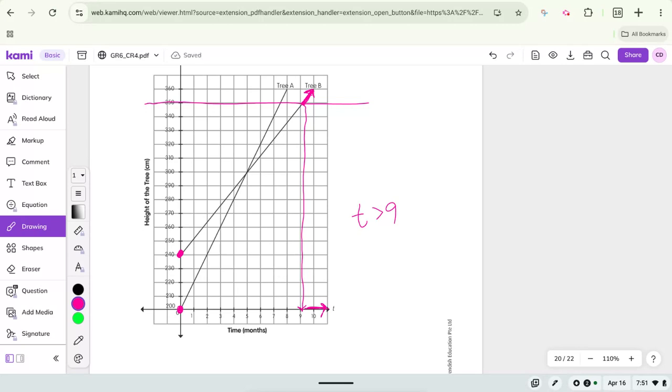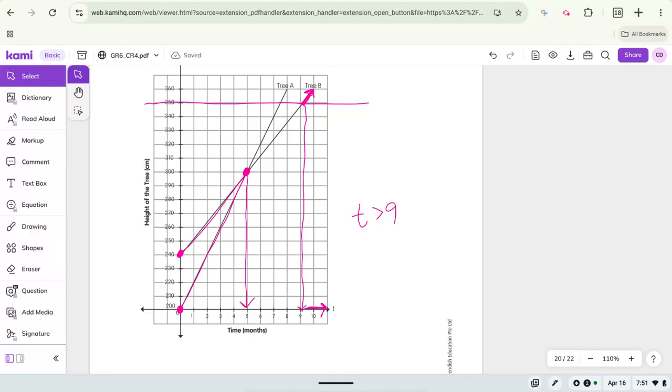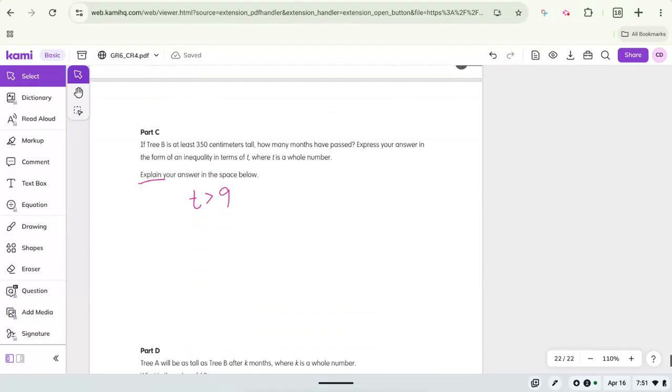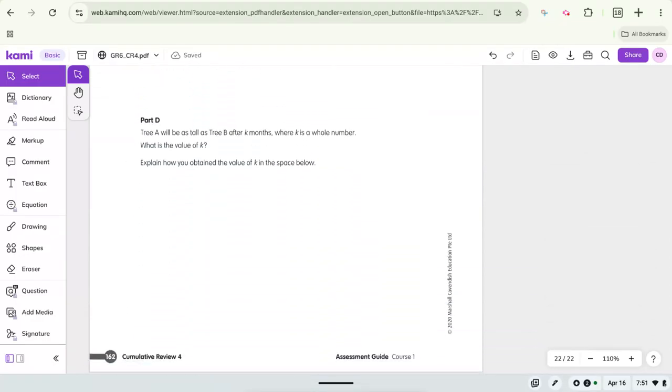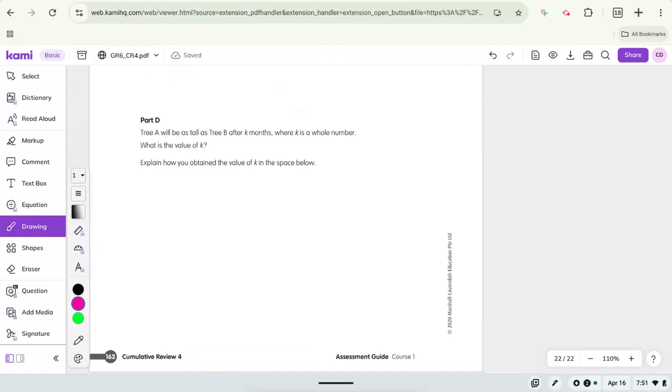They both grow. Tree B grows slower than tree A, but at some point they are the same. And thereafter, tree A is taller at any given month. But tree A catches up to tree B after 5 months. And so that's going to represent K in this problem. So we will say K is 5 months, and then explain how you get this.